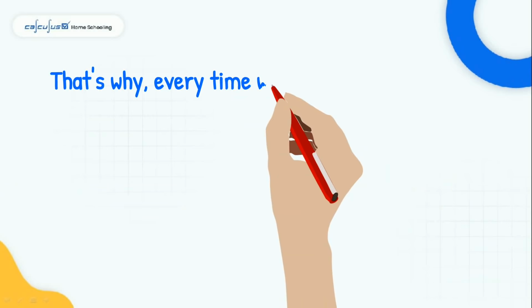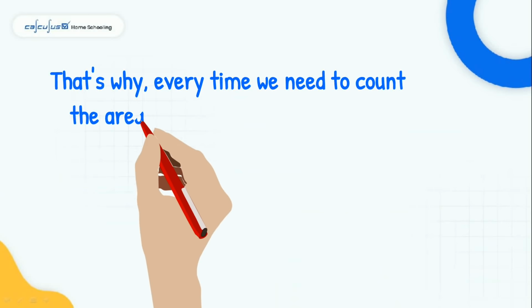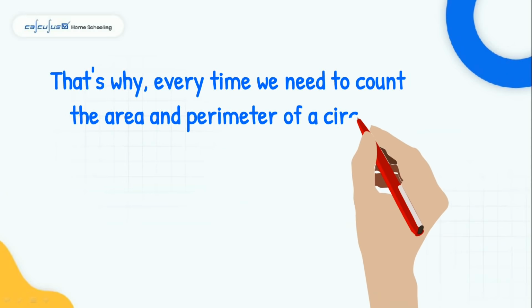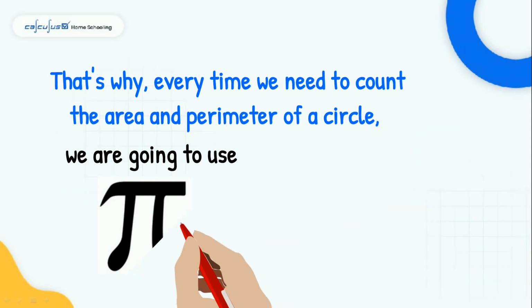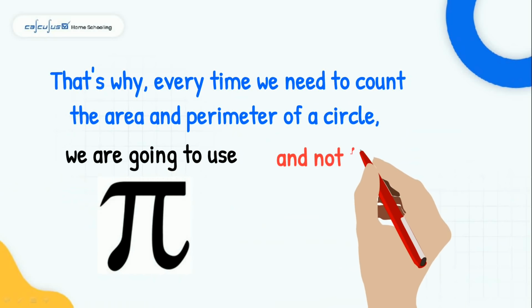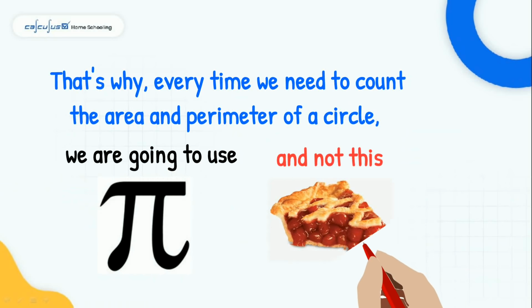That's why every time we need to count the area and perimeter of a circle, we are using this pi and not this pi.